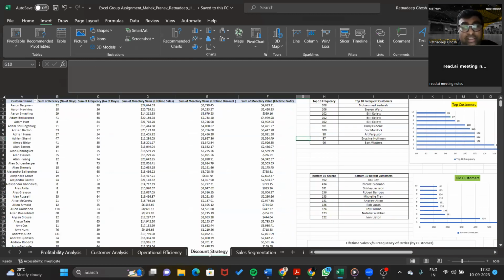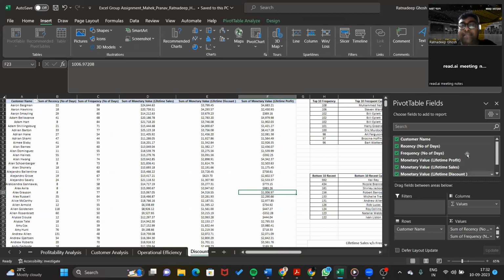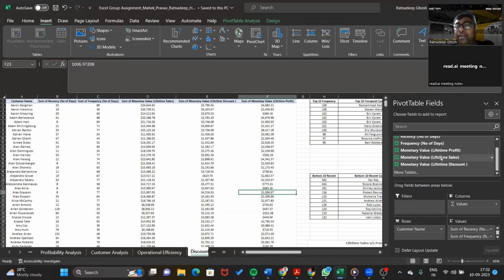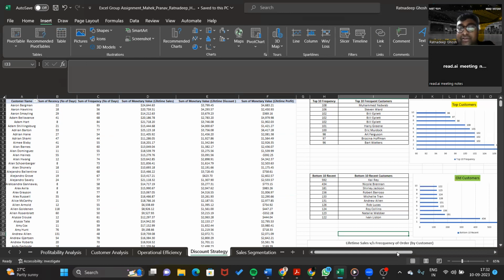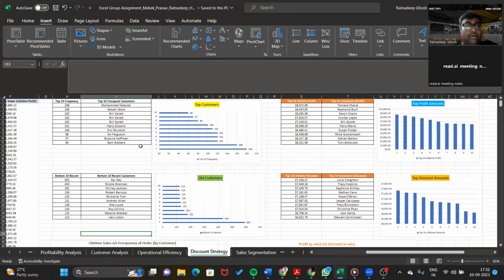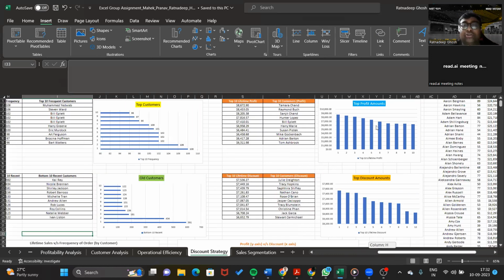In the first, the discount strategy, I selected these parameters: the customer's name, recency, frequency, monetary, both in terms of number of days and also the monetary value in terms of the lifetime profit, lifetime sales, and lifetime discount as well. From all these values, I plotted these graphs. First, obviously, I found the 10 most frequent buyers from the data set. And I also found out the profit amounts that were from the top 10 customers.